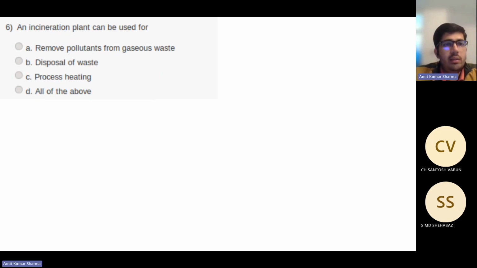An incineration plant can be used for: removing pollutants from gaseous waste, disposal of waste, process heating, or all of the above. Let me know the answer. Disposal of waste. Okay, let's see. Wait for 2 more minutes.